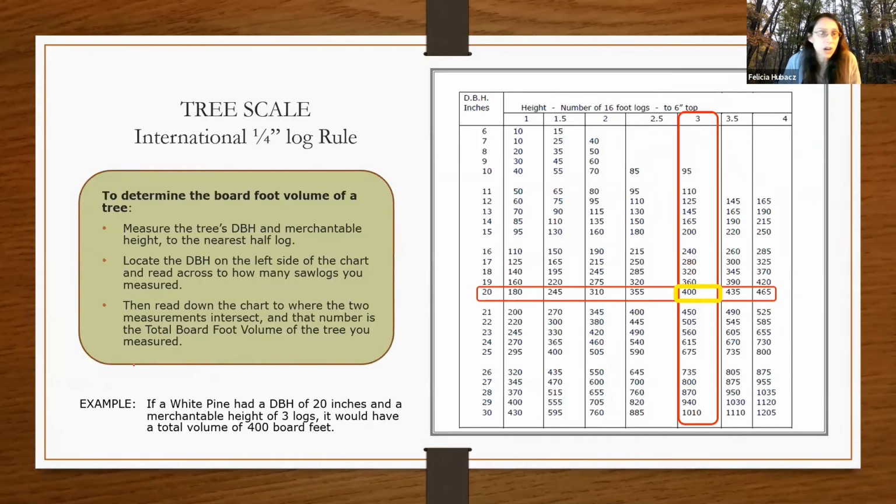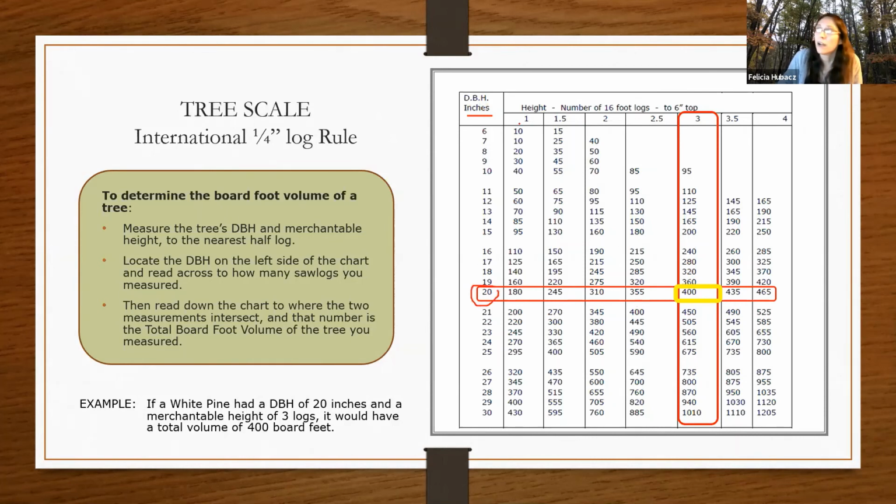This is actually the chart I took right out of the forestry manual, with nice little instructions right here. But let's look at the example. If we had a white pine and we measured it, and we had a DBH, diameter breast height, of 20 inches, and we found the merchantable height was 3 logs, that would give us a total volume of 400 board feet. And we can see this by going down the DBH, finding our 20.